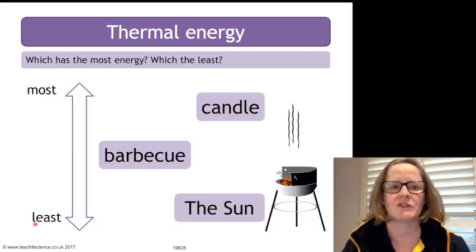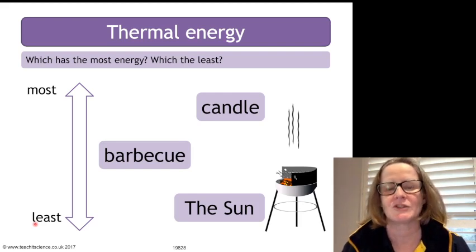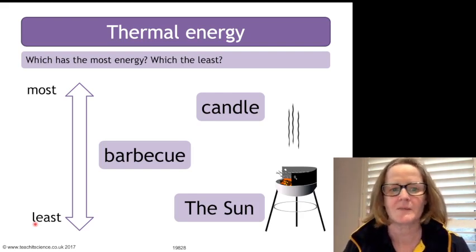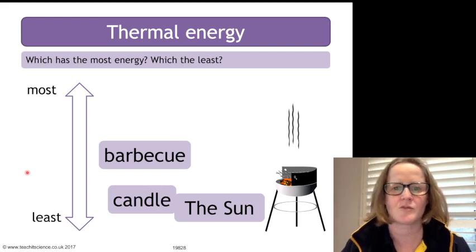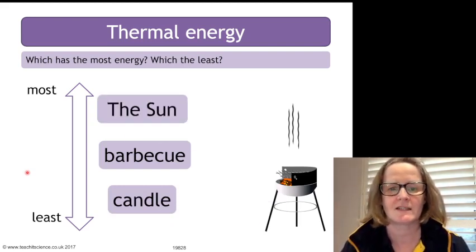Let's think about thermal energy first. So this is heat energy, and it's a type of kinetic energy or movement energy because particles are always moving, and the hotter something is, the faster the particles will be moving within that object. So let's consider a candle, a barbecue, and the sun, and think about whether you can order them as the least thermal energy and the most thermal energy. Obviously, the candle has the least thermal energy, it's the least hot. The sun is the hottest, and the barbecue somewhere in between.